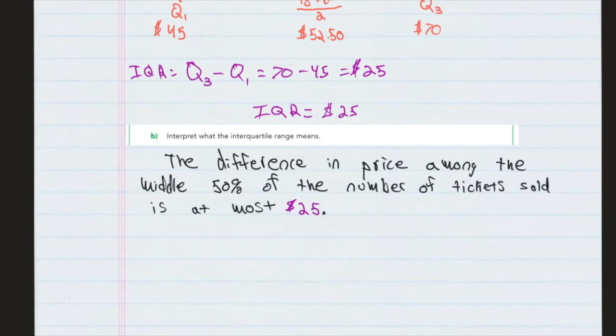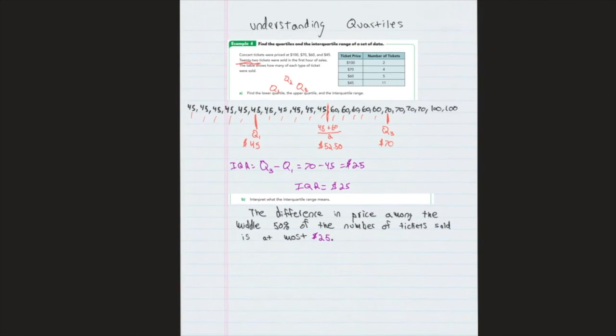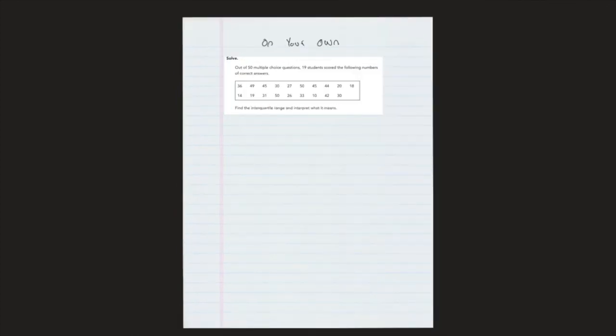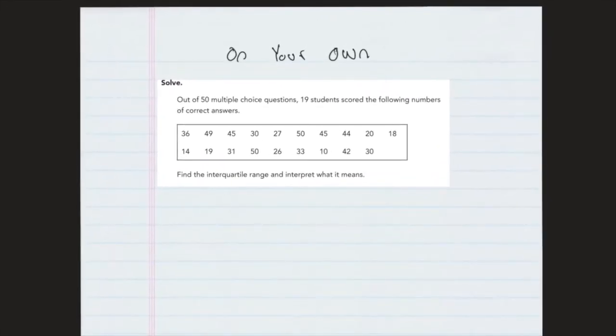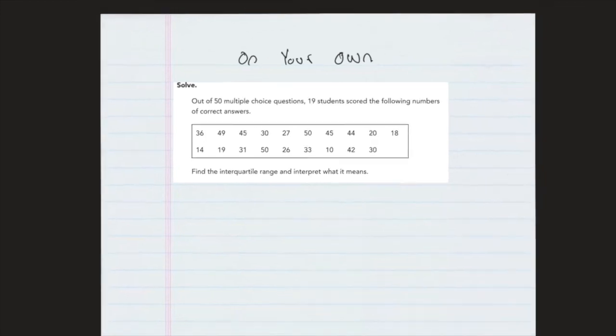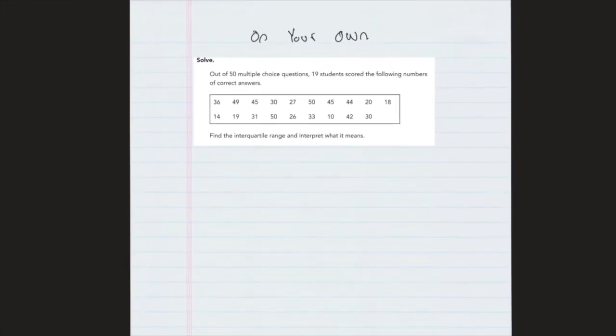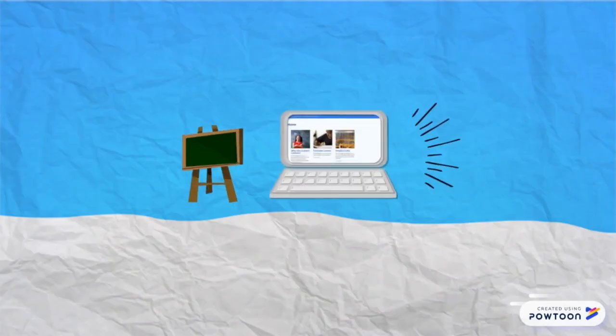And that's it for the notes portion of this lesson. What you're going to do is just one extra on your own problem where you are finding the interquartile range and interpreting it for these 50 multiple choice questions and the 19 students that scored the following numbers of correct answers. Once you have that, you check with your teacher, and then you can move on to the practice problems.